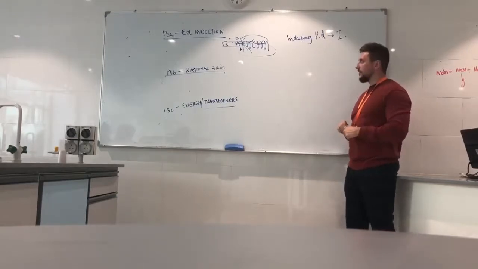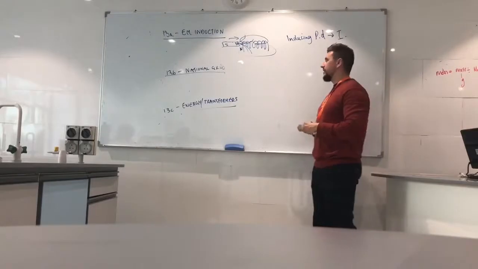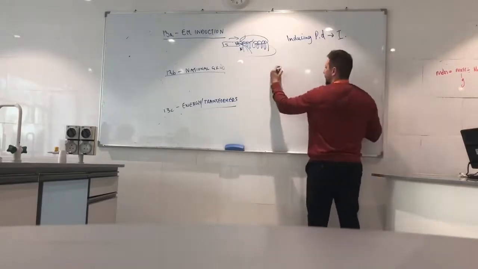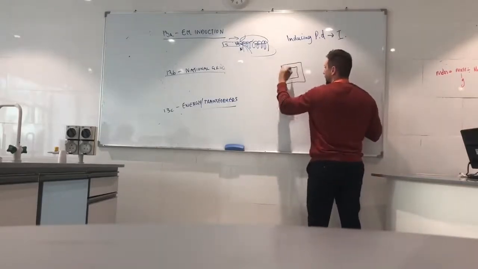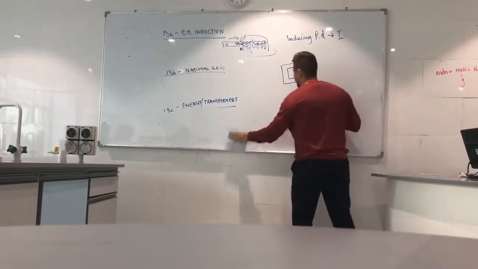Okay? 13B is the national grid. The first part of 13B is the transformer. Oh, I missed a bit. I missed a lot.